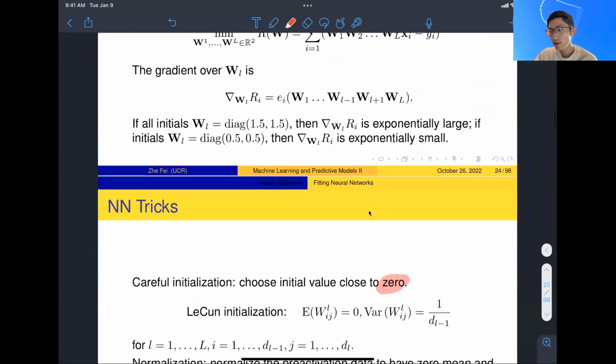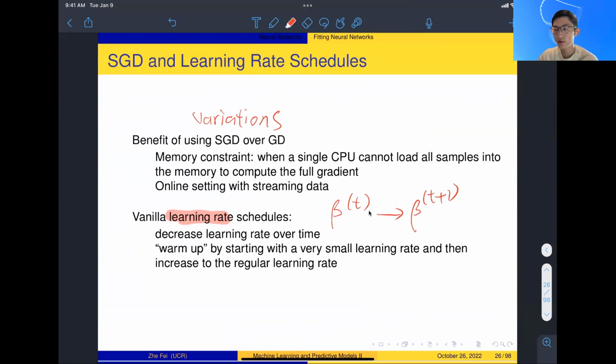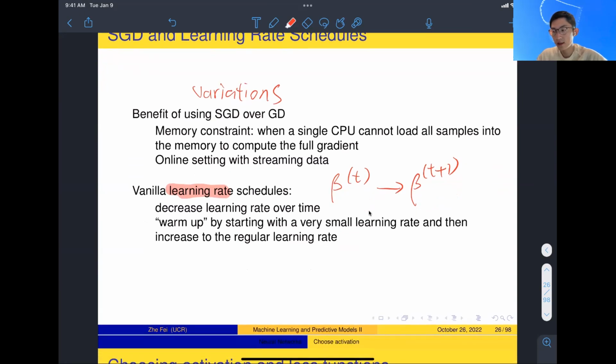So this learning rate is super important when fitting neural network models, because if your learning rate is too large, you easily miss your stationary point, miss your convergence point, so your algorithm may not converge. But if your learning rate is too small, essentially your algorithm would be too slow, and that's not desired either. So choosing the learning rate is very important. And then there are some techniques. For example, people do the warm up, or people would decrease the learning rate over time. Different techniques.